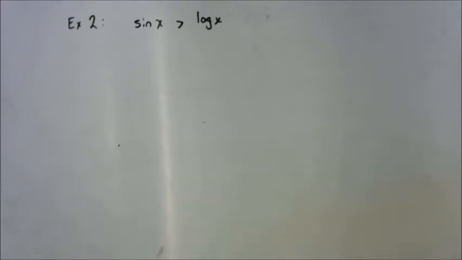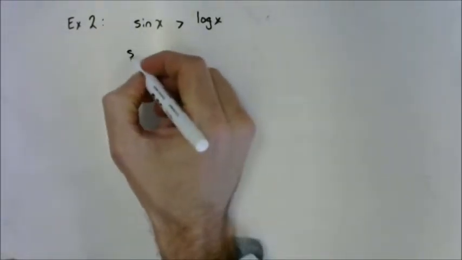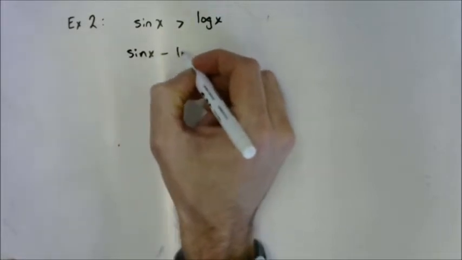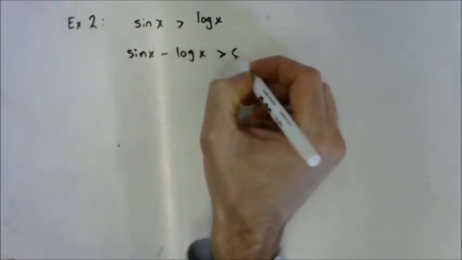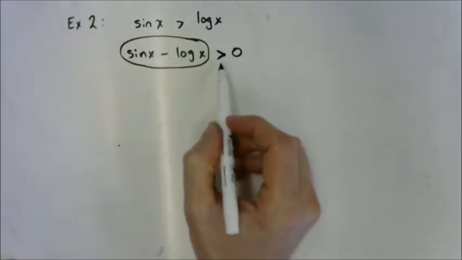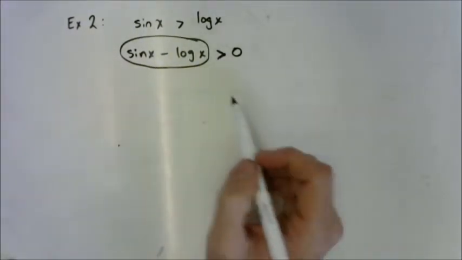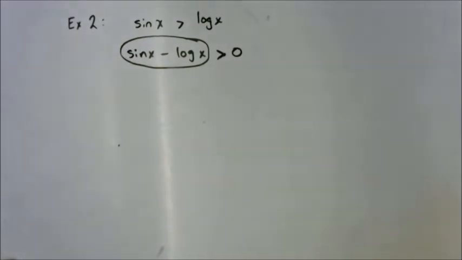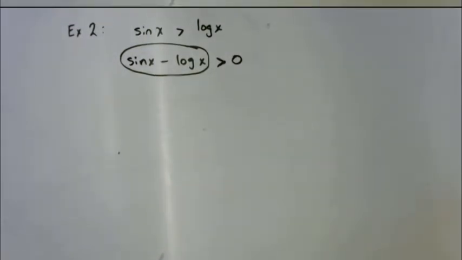The other way to do it, of course, would be to create a difference function, which would put us at, if I subtracted log x from both sides, I'd get the sine of x minus the log of x is greater than 0, and then I could just find out where this curve is above the x-axis, wherever it's greater than 0. Let's head to Desmos.